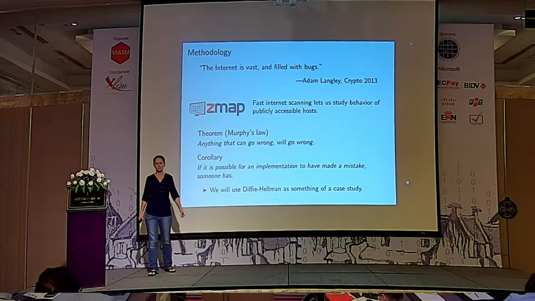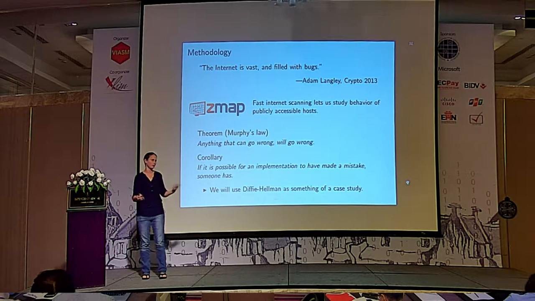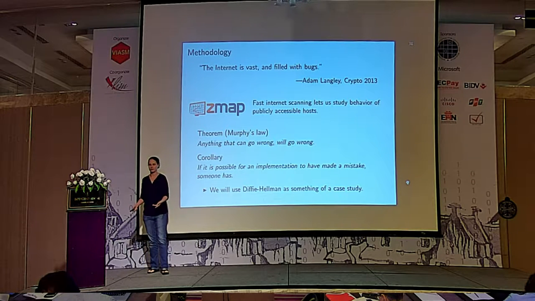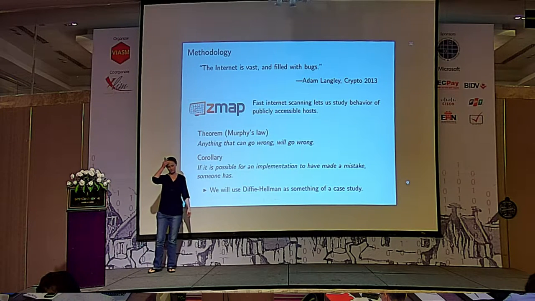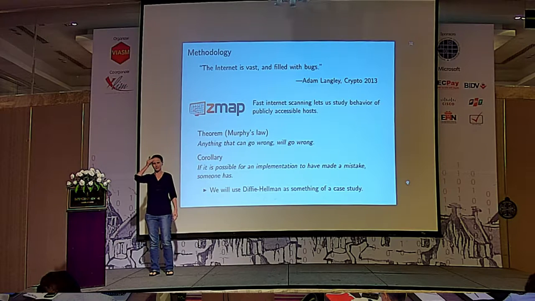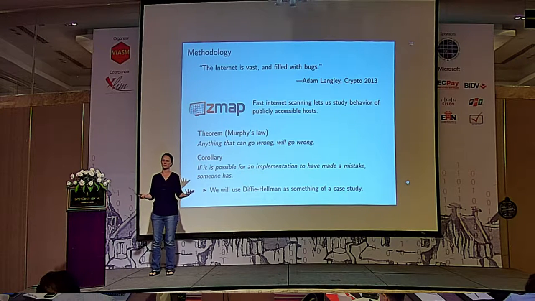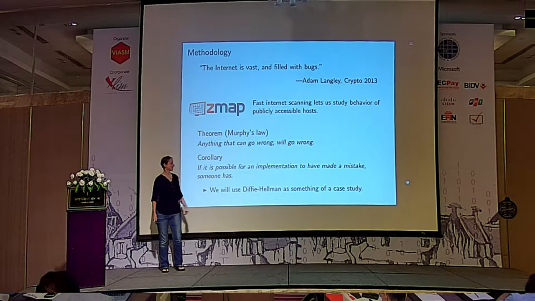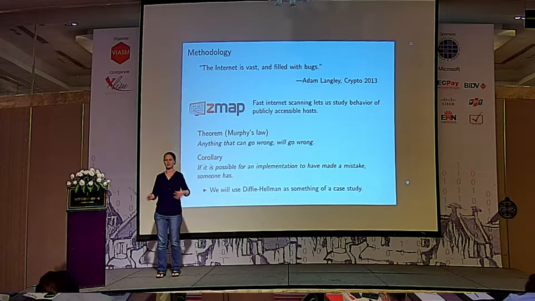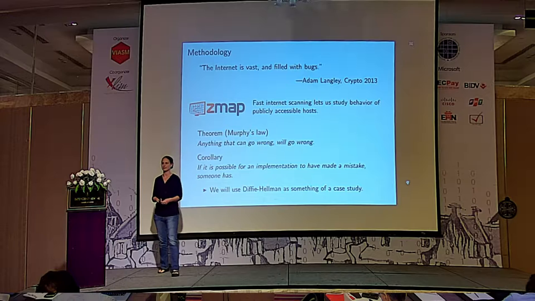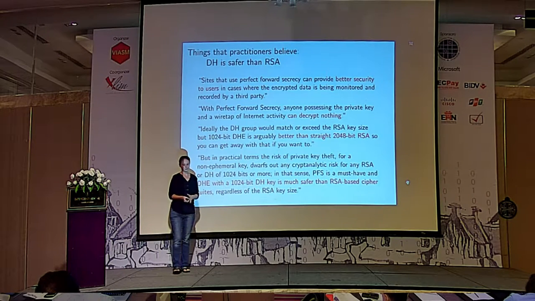And in this talk, I'm gonna use Diffie-Hellman as a case study, not because the other primitives that we have are not vulnerable to things, but just because I've been digging around in Diffie-Hellman a lot for the past several years. So we'll walk through all the various things that can go wrong with Diffie-Hellman and you can extrapolate to the other kinds of crypto that you are developing.